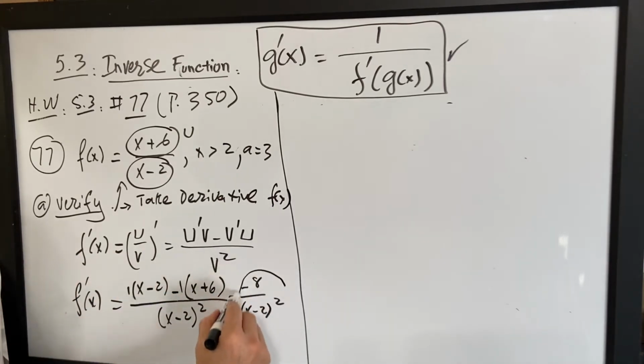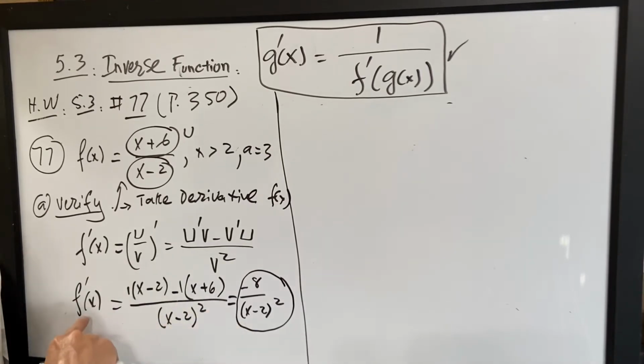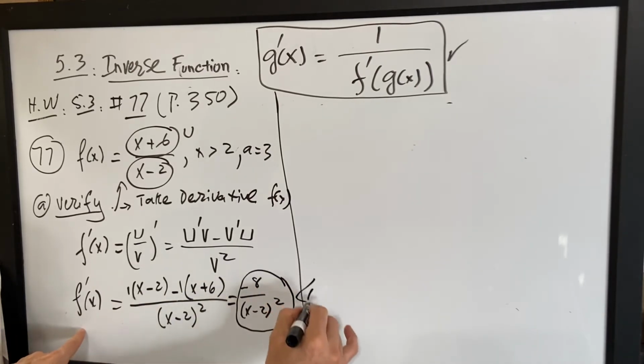In this case right here, ladies and gentlemen, tell me, the f prime has this value right here, and your denominator is always positive because it's squared. Therefore, the sign of this derivative depends on negative 8, and this is constantly less than 0.